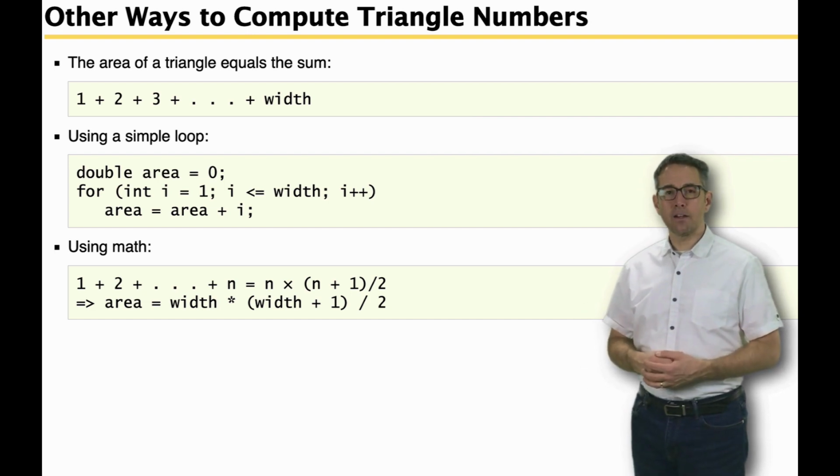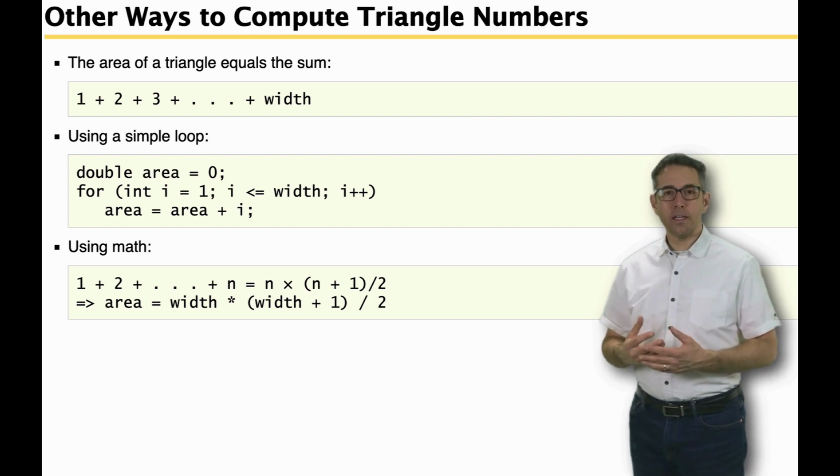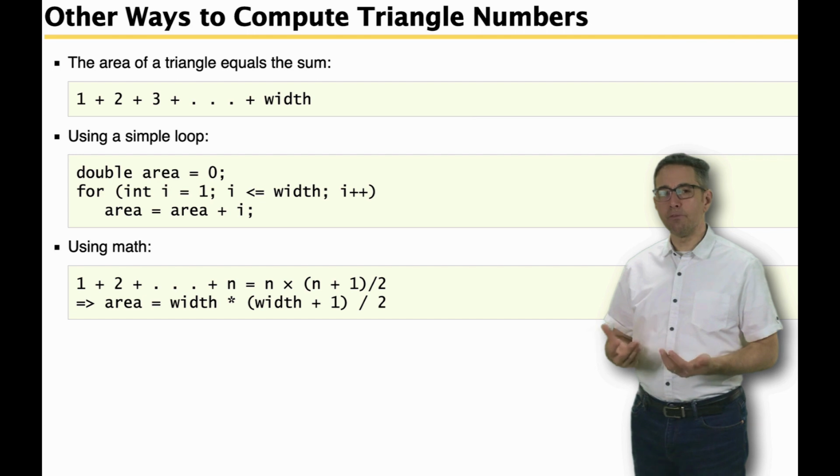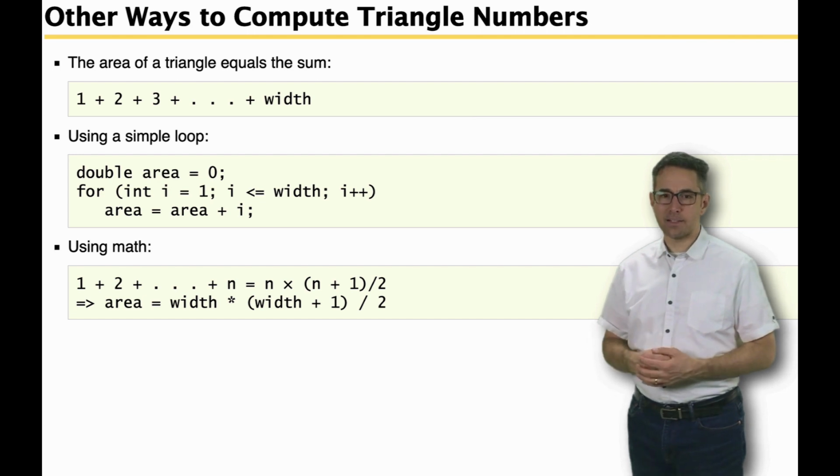And then finally, there's a closed form solution, or a mathematical solution, which is determined from a formula based on the series. And when we have a series like this, we know that the area is equal to the width that we're looking for times the width plus 1, over 2. So it's a closed form solution.